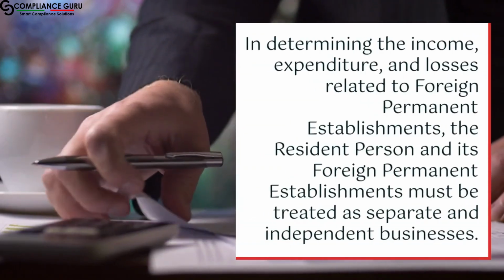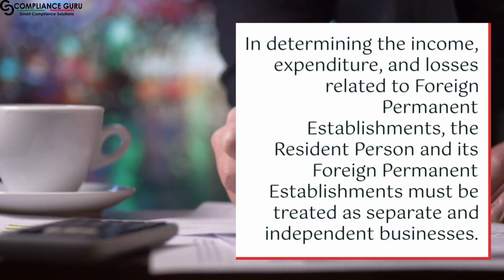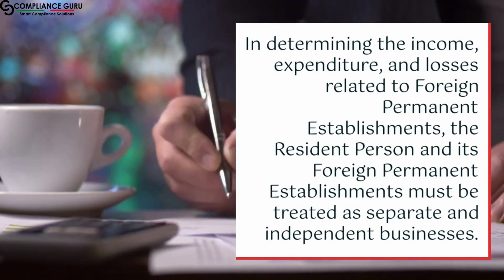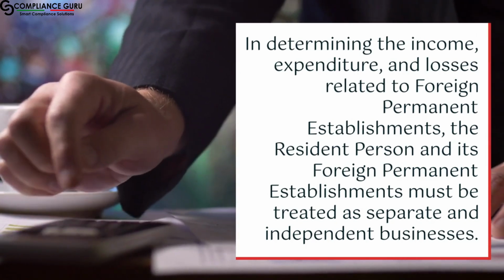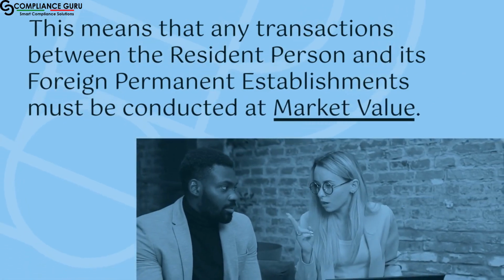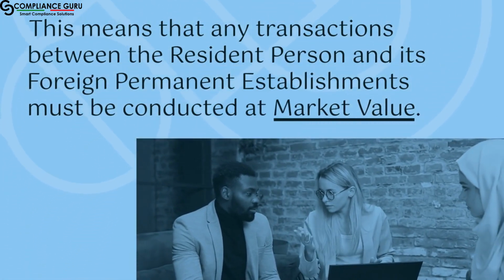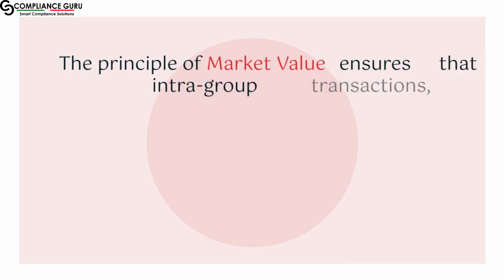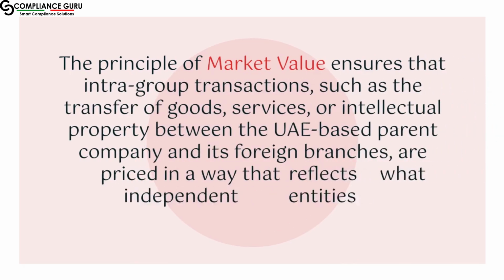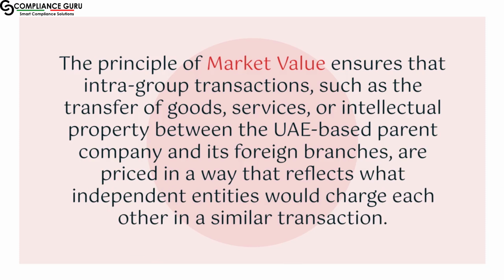In determining the income, expenditure, and losses related to foreign permanent establishments, the resident person and its foreign permanent establishments must be treated as separate and independent businesses. This means that any transactions between the resident person and its foreign permanent establishments must be conducted at market value. The principle of market value ensures that intragroup transactions, such as the transfer of goods, services, or intellectual property between the UAE-based parent company and its foreign branches, are priced in a way that reflects what independent entities would charge each other in a similar transaction.